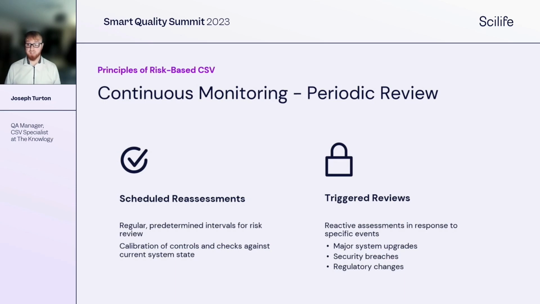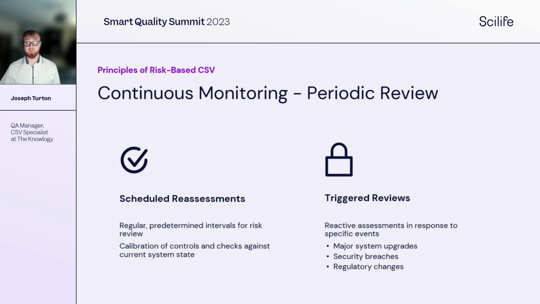So risk isn't static. As our systems evolve, so does the risk landscape. This is where periodic reviews are crucial. They're an opportunity to revisit our risk profiles, ensuring that they're still relevant. Maybe a software update has introduced new vulnerabilities, or perhaps previous risks that we've identified no longer pose a threat. Through regular reviews, we can keep our risk strategies updated and aligned with the current state of our systems.